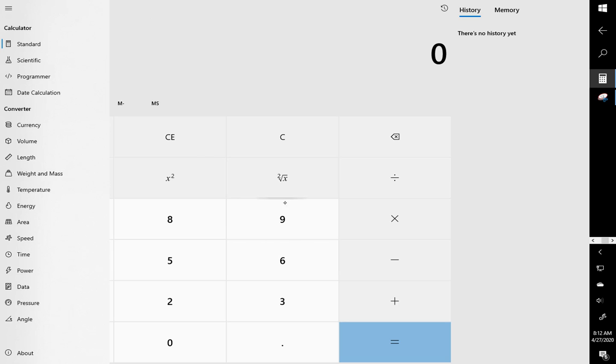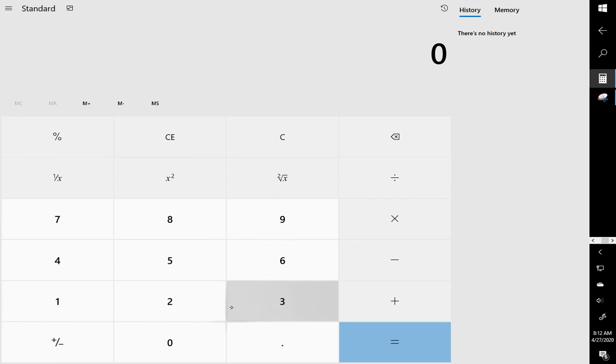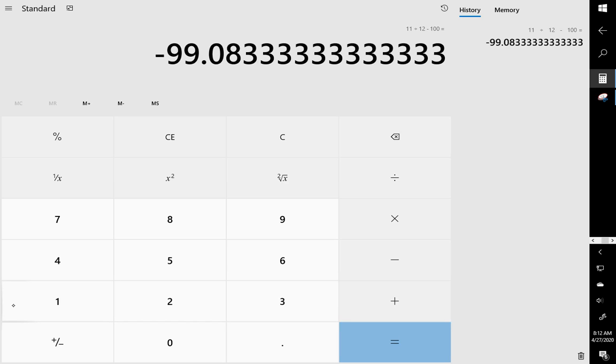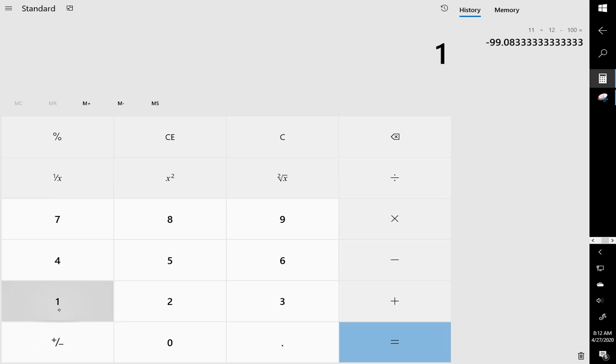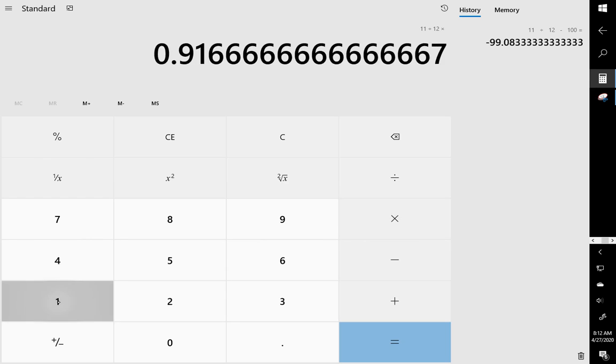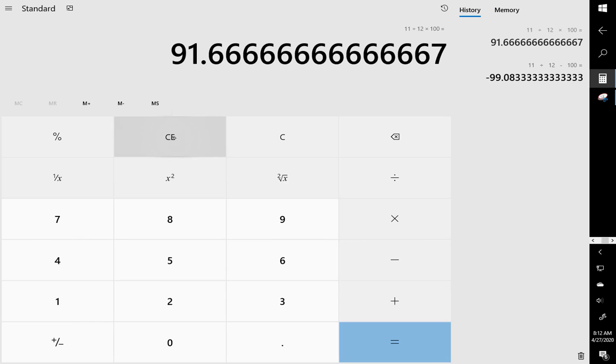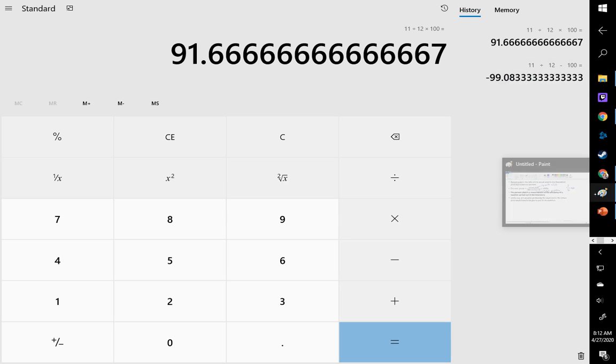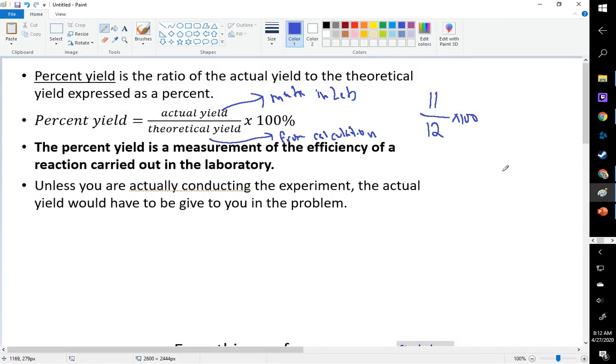Oh, of course, it doesn't want to work. It's 100, not minus 100. Alrighty, third time's the charm. 11 divided by 12 times 100 equals 91.6% yield. So, roughly 92%. That particular experiment of muffins was a pretty good experiment. I produced pretty close to what I was expecting to make.